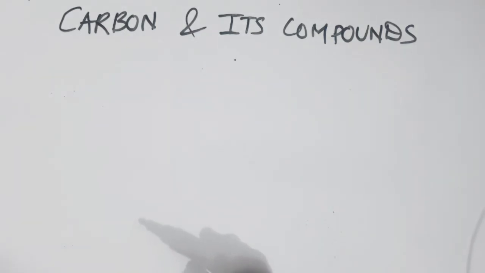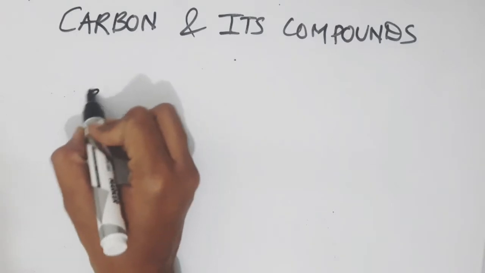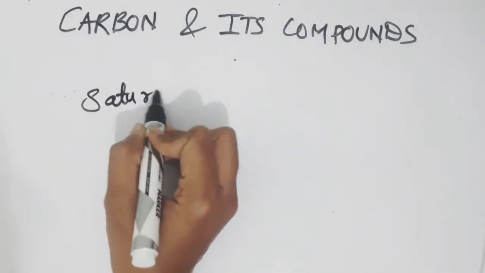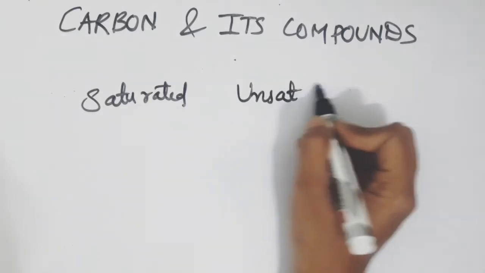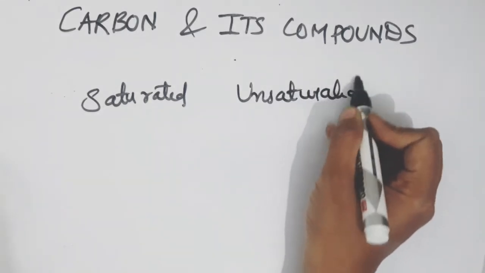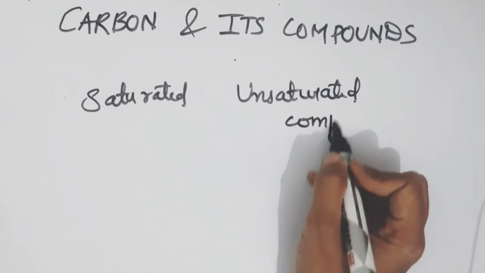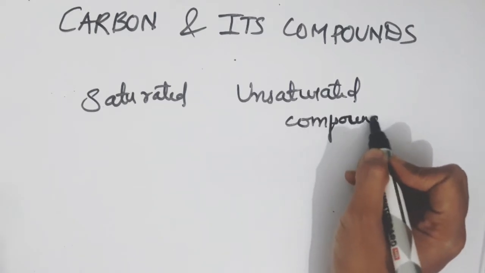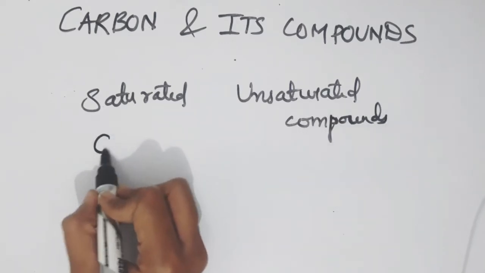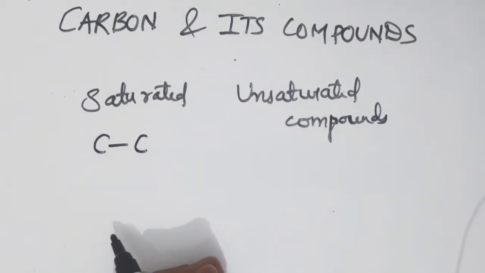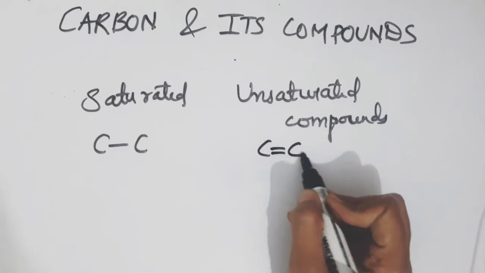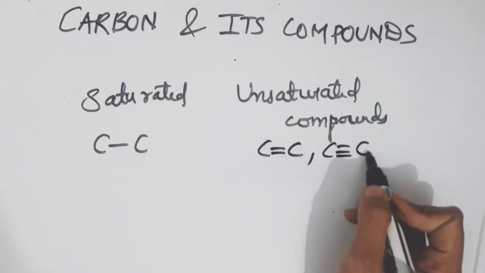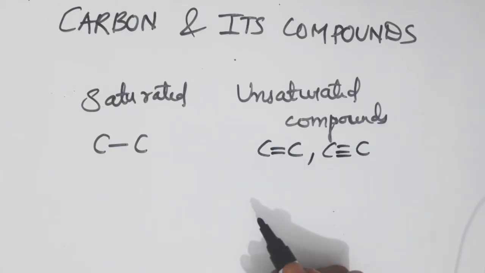Now another important topic is saturated and unsaturated compounds. So when carbon links with another carbon through single bond, then they are known as saturated compounds. When carbon links with other carbon via double bond or triple bond, then it is known as unsaturated compounds.